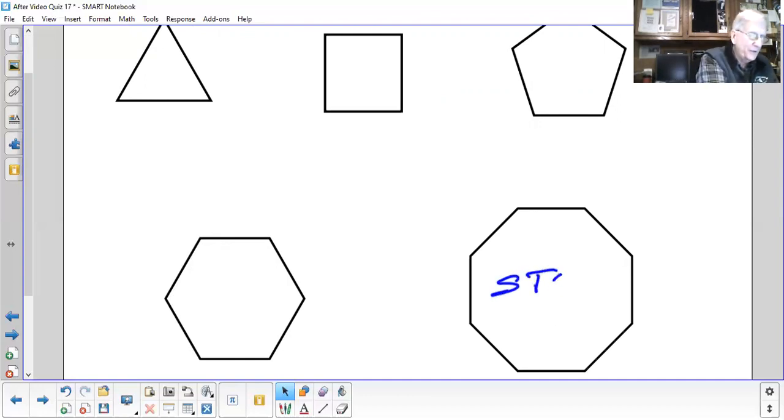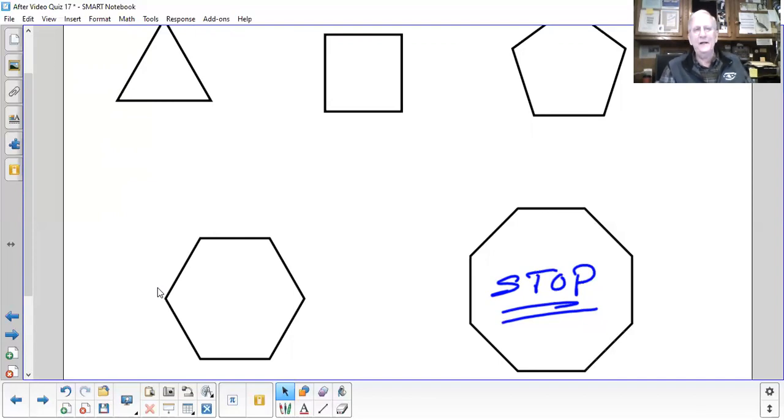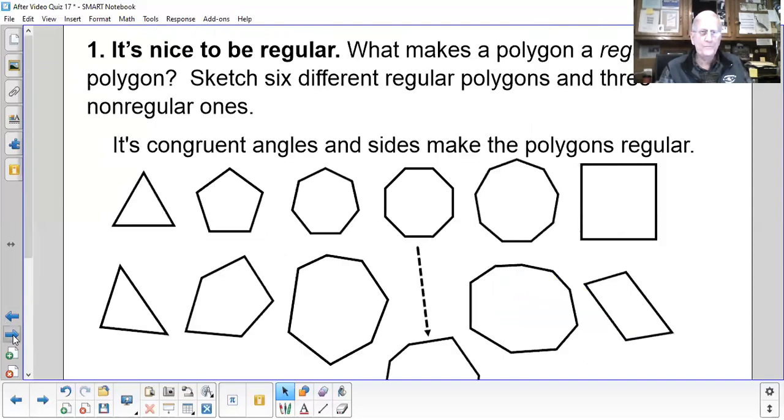And of course, you're familiar with this guy right here, right? This is your typical stop sign. It is an 8-sided polygon, and it's called an octagon. Now, will you have to know all these different gons? No, probably not. But you should be aware of some of the more common ones that you face in your life all the time. All right. Well, it's nice to be regular.